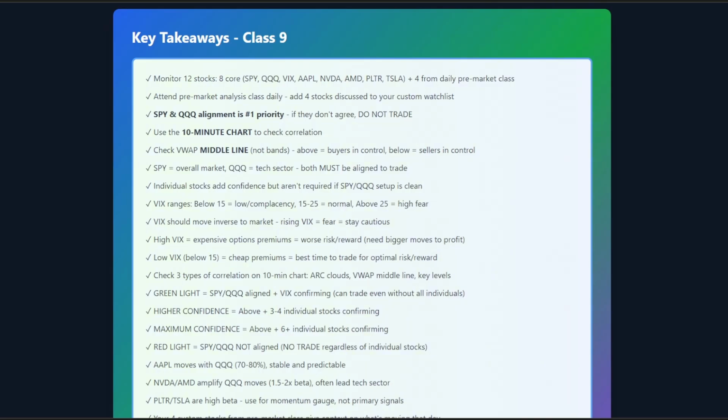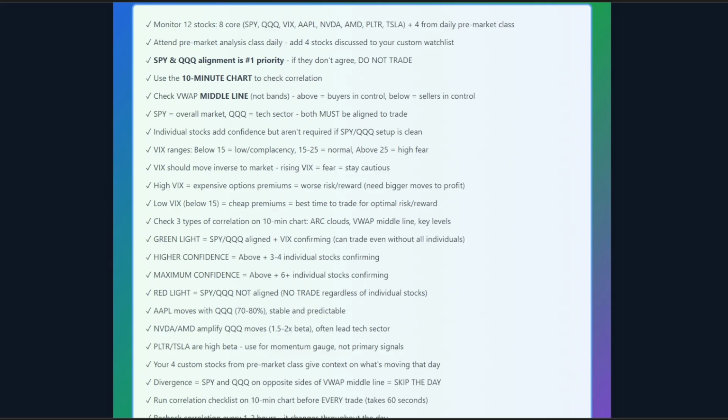A low VIX equals cheap premiums. Best time to trade for optimal risk to reward. That's when we usually catch those $1 to $5 trades, 400 percenters, right? Check types of correlation on the 10-minute: arc clouds, VWAP, and key levels. Previous day high, previous day low, previous day close, psychological levels, and so on and so forth.